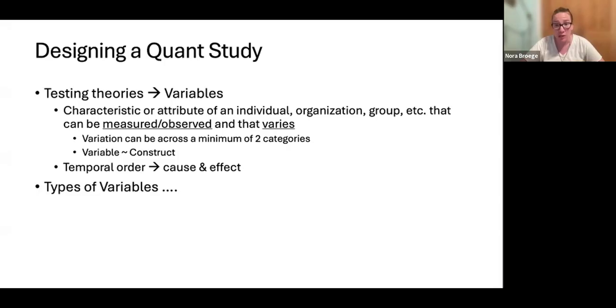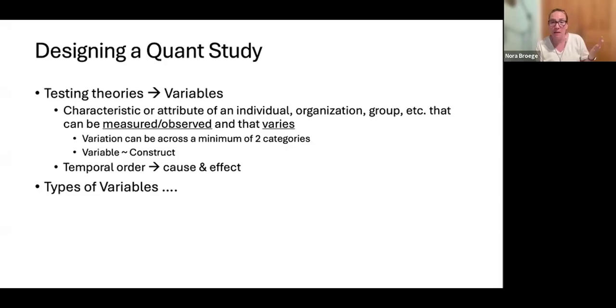Variables need variation. This is critically important. There is no value in analyzing a variable if there's no variation in that. If 100% of your sample responded with the exact same answer to a question, there's no variation in that variable.